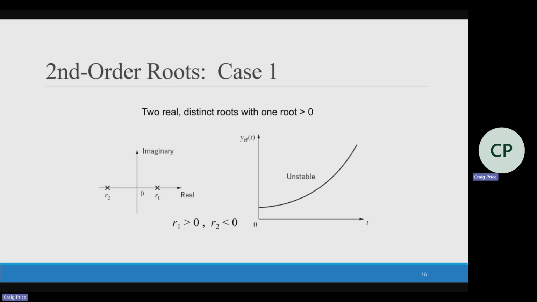Based on the root locations, I have a positive and I have a negative. Any real positive root means I have an e to the +t. It's going to be growing. It's going to be unstable. And so the homogeneous response just grows as time goes on. I am not going to reach a steady state.